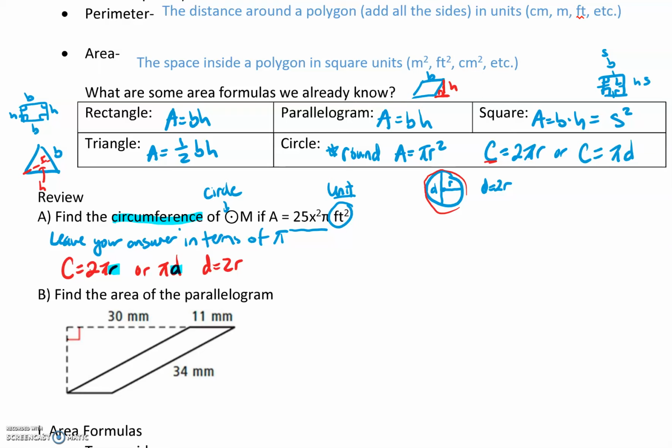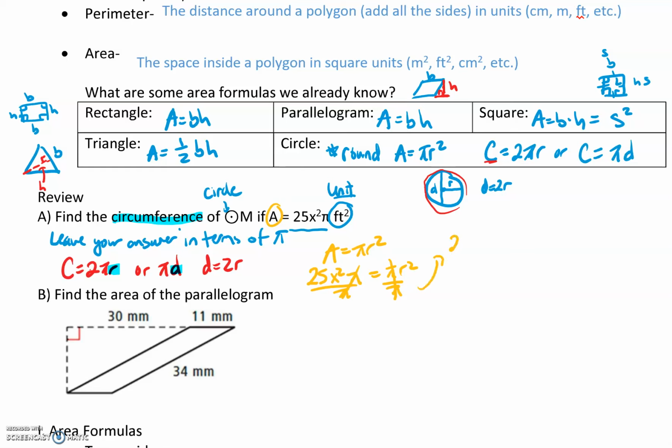They didn't tell me the radius, but they did tell me area. And I know area equals pi times radius squared. So what do you know? I can use the area that's given to me to find the radius. So basically substitute in 25x squared pi for area, and let's go ahead and solve for r. We can divide by pi because pi is a number. So we can add, subtract, multiply, divide, square root. We can do anything we want to pi. It's just an ugly number.